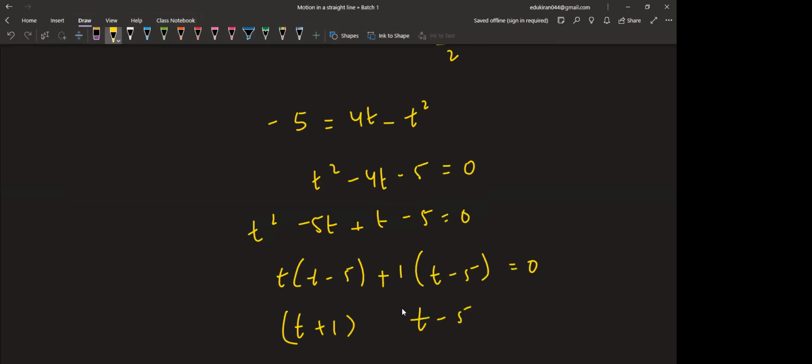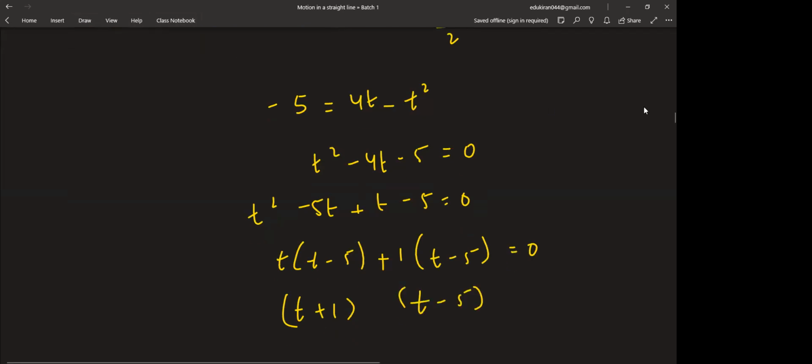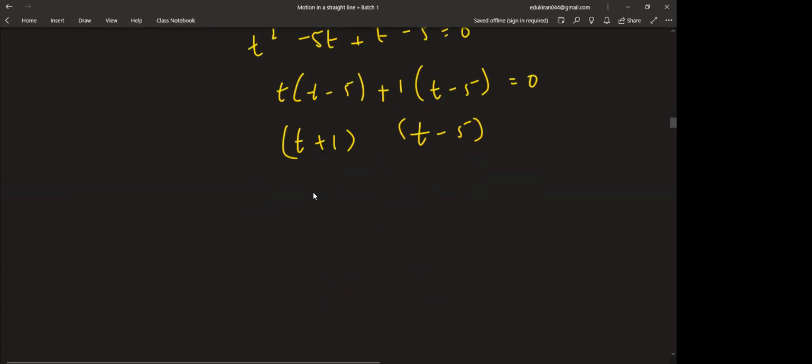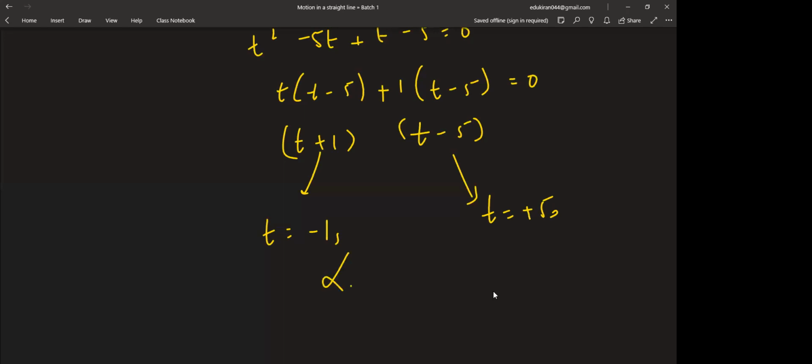Now look, class, you have two answers. Now tell me, is it possible to have both these answers? This will be t equal to minus 1 seconds, and this will be t is equal to plus 5 seconds. So minus 1 is not possible. So our final answer will be 5 seconds. So you split the middle term whenever required. Write it.